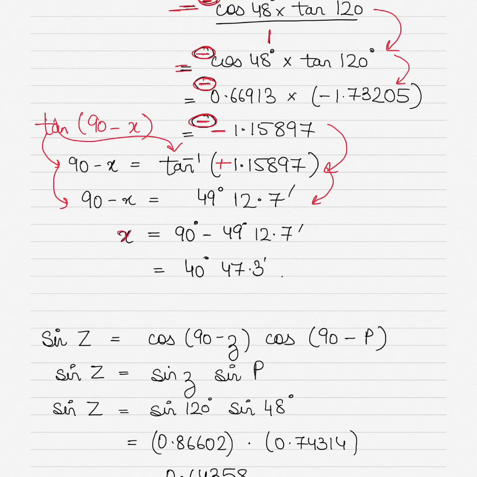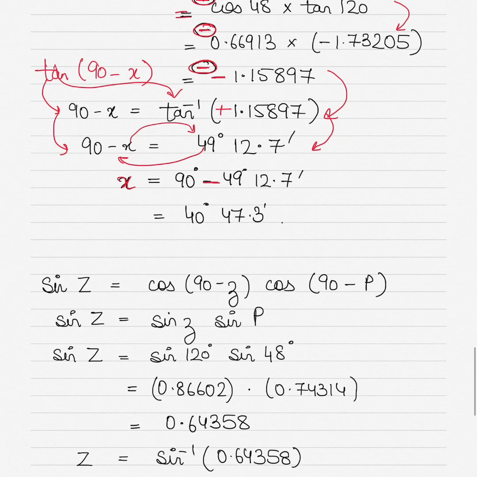Then of course we keep x on one side, or we can take x to the other side here and bring 49 here. So x becomes positive, 49 becomes negative. So 90 minus 49 degrees 12.7 will give you 40 degrees 47.3 minutes. That is the answer of side x. Now sign ambiguity has not occurred here yet. I'll show you when the sign ambiguity will occur.